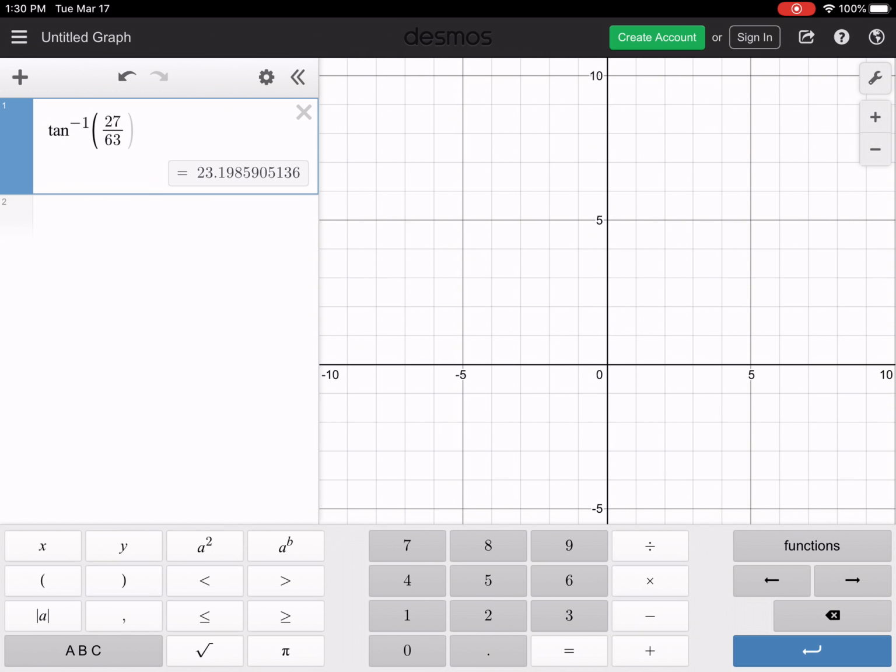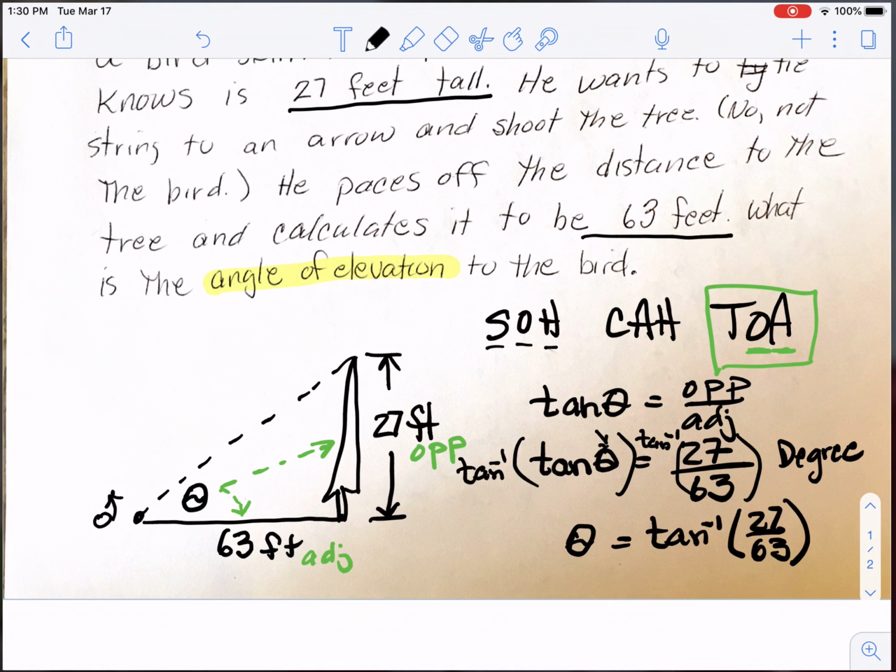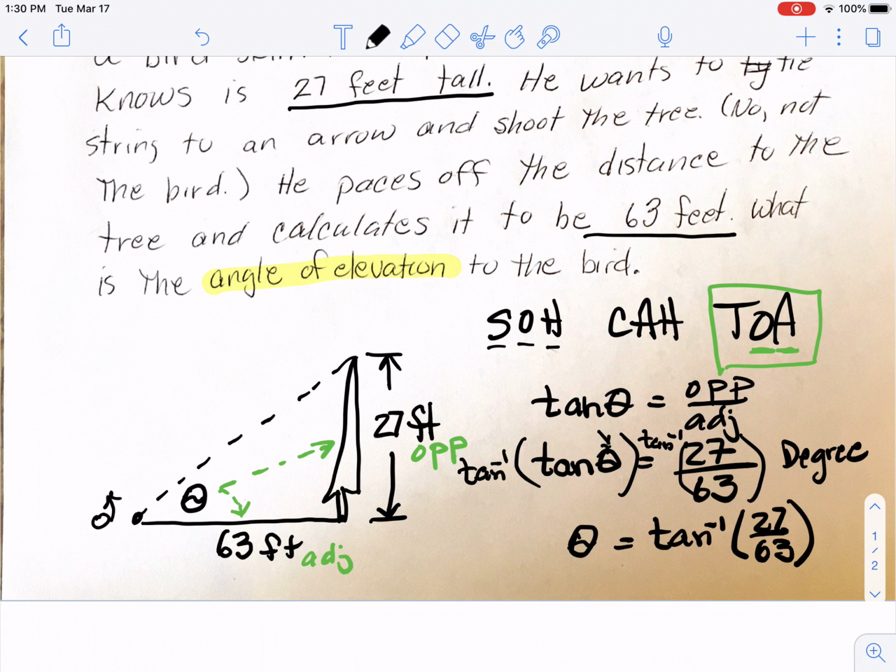Now I've got my 23.19 degrees just popping right up on the screen in that box where I type stuff. Notice no graph shows up. We're just going to use it as a calculator. So I can go back to my paper. Here it is. And I can write theta equals 23.19 degrees.